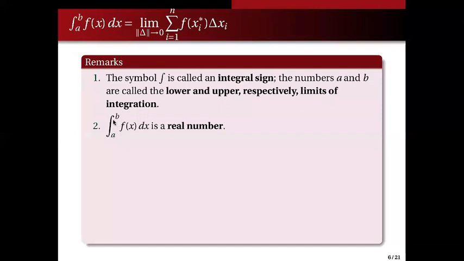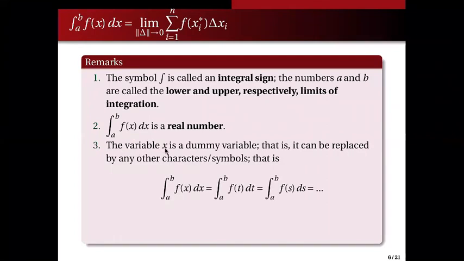The integral of f of x dx from a to b is a real number. Of course, you have the Riemann sum, they are all real numbers, you get the limit, you get a real number, if it exists. If it does not exist, then it's undefined. So if this exists, then this will be a real number.